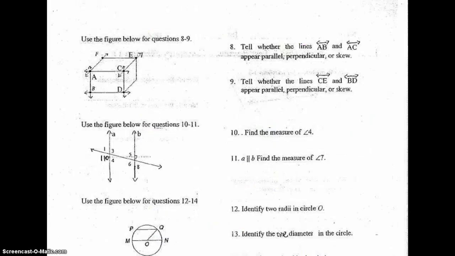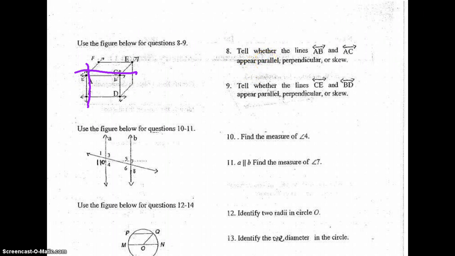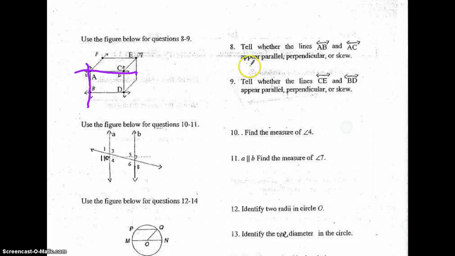All right, next one, tell whether AB and AC appear parallel, perpendicular, or skew. This is the one I encourage you to draw over. So there's AB and AC, and they intersect at a corner, which makes it a right angle, therefore this one is perpendicular.